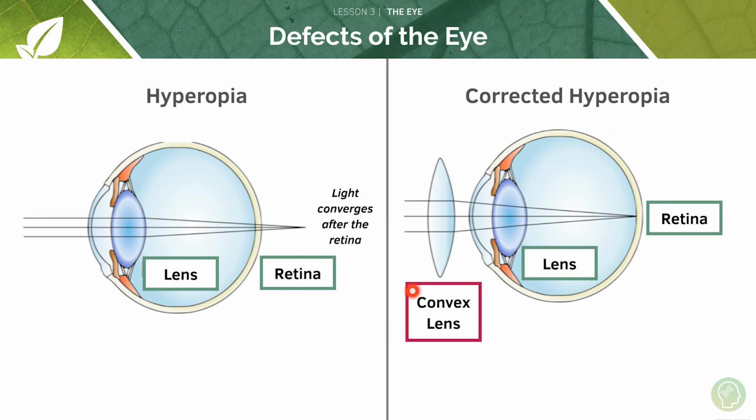So we're correcting with a convex lens. And what that's going to do is it's going to make the light rays converge a little bit more before they reach the lens, and therefore the lens, whatever the refractive power of the lens is going to be sufficient to make the light converge smack bang on your retina.